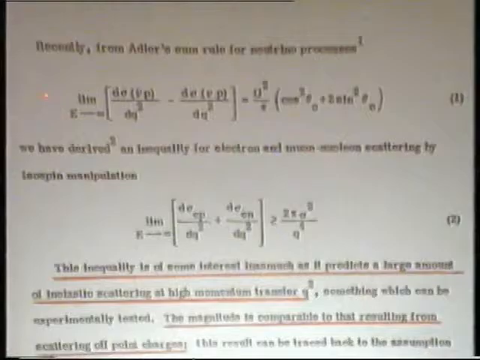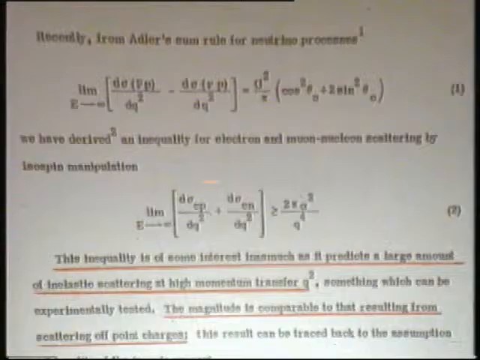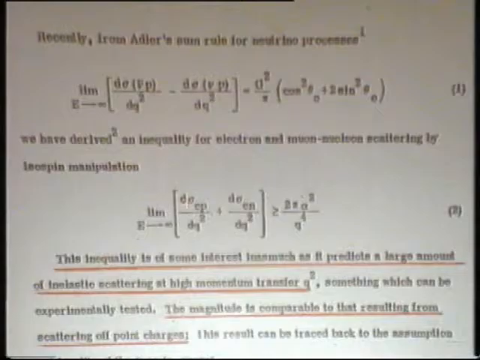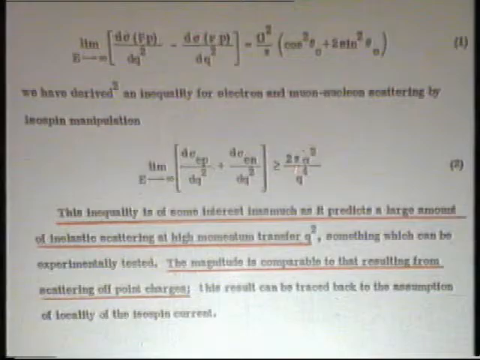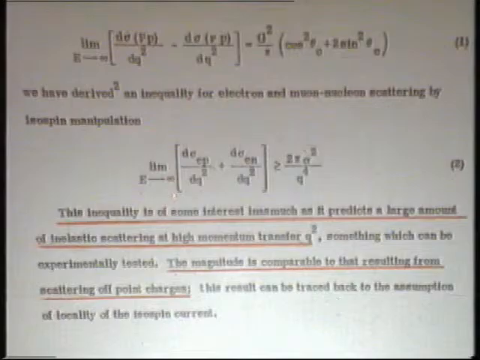This particular sum rule comes from a sum rule by Adler. He used some sort of isotopic spin rotation to get this. What this says is that the sum of the electron-proton scattering cross-section integrated over energy and the neutron cross-section is greater or equal to that of roughly a point-like object.